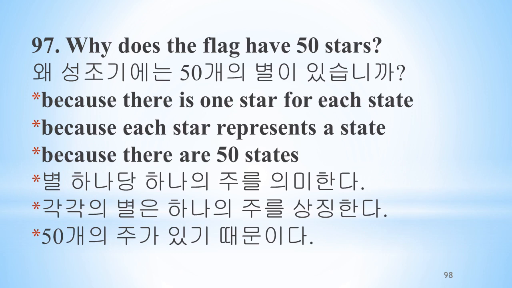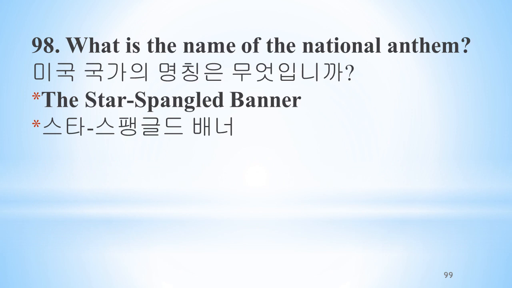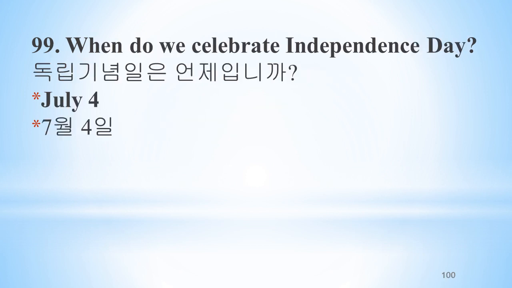Why does the flag have 50 stars? Because there's one star for each state. Because each star represents a state. Because there are 50 states. What is the name of the national anthem? The Star-Spangled Banner. When do we celebrate Independence Day? July 4th.